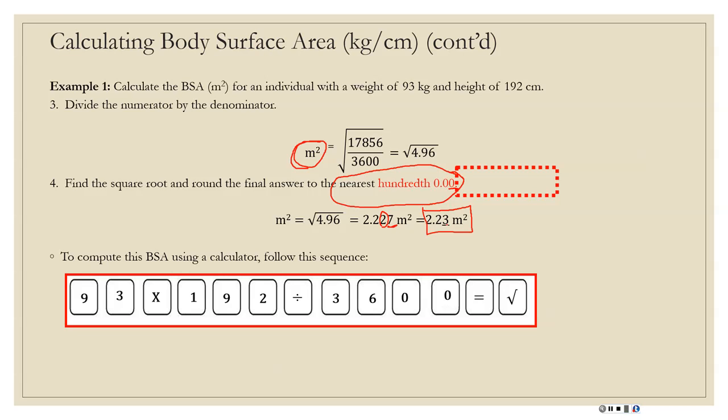Now, the other thing that students sometimes struggle with is how to put this into their calculator. So when I'm putting it into my calculator, I put in 93, the multiplication sign, times 192, and then I don't even put equals in. I just go right into divide. I push my divide sign and I divide by 3600. Then I push my equal sign, and that's what gives me my 4.96 up here. And then after I get my 4.96, after I've pushed this equal button, then I push my square root button, and that's when you'll get this answer, which you round to the hundredths place.